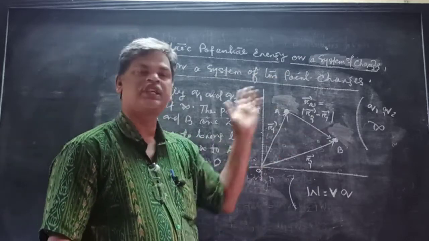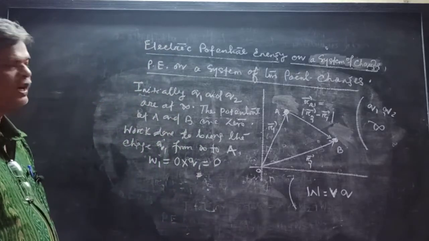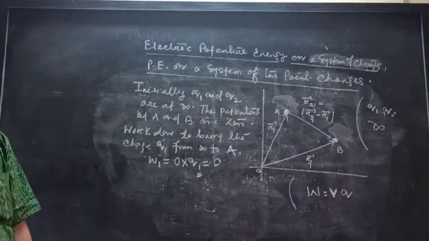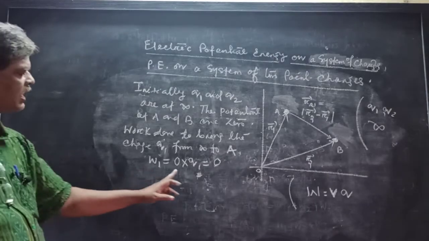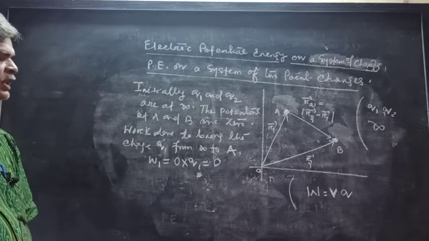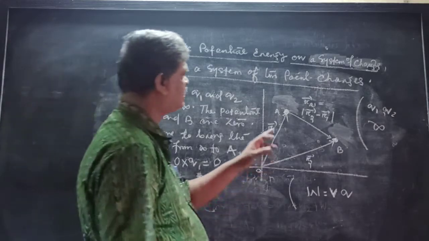Because before q1 there is no charge; if there is no charge there is no field, if there is no field there is no field intensity and no electric potential. So the work done to bring the charge q1 from infinite to point A, W1, is 0.